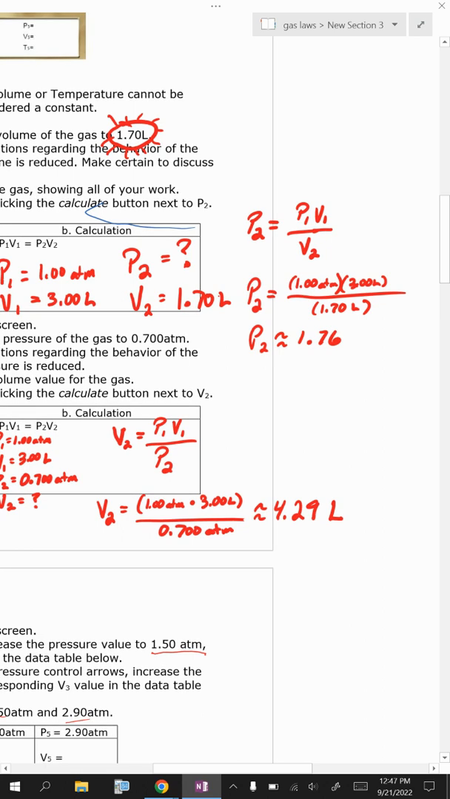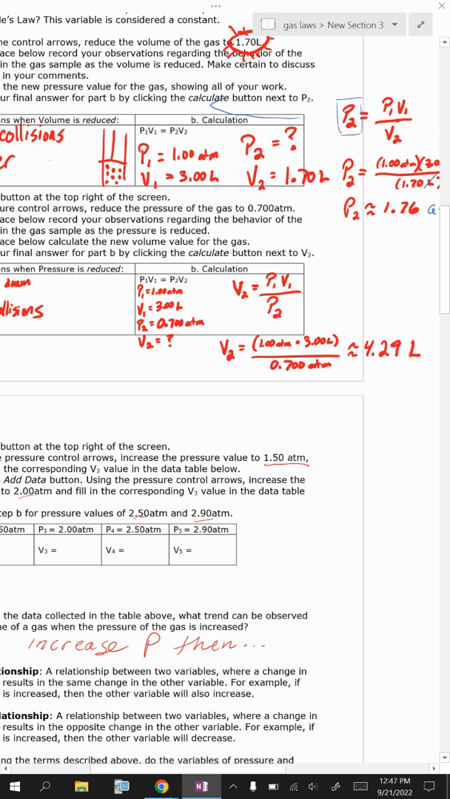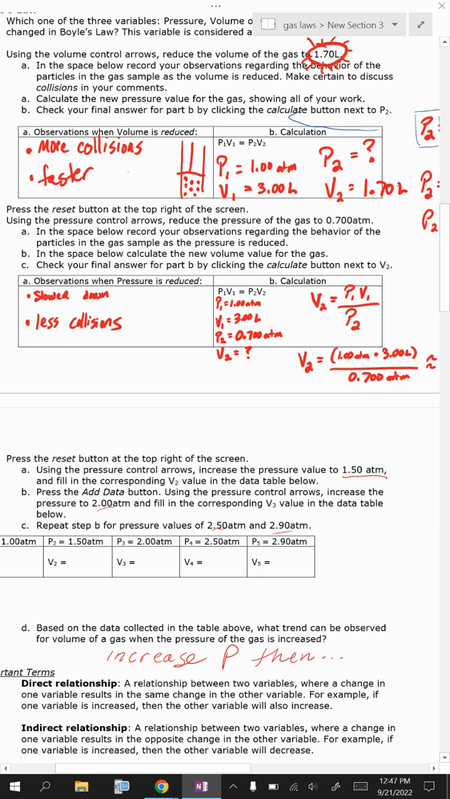So taking a quick look at my table for equations, under Boyle's law, if I need to find P2, I can simply say it's P1 times V1 over V2. Now I substitute those values in. My initial pressure was 1, my initial volume was 3, my final volume is 1.7. This rounds to 1.76 atmospheres. My liters cancel. Okay, I think you guys were pretty good with that.